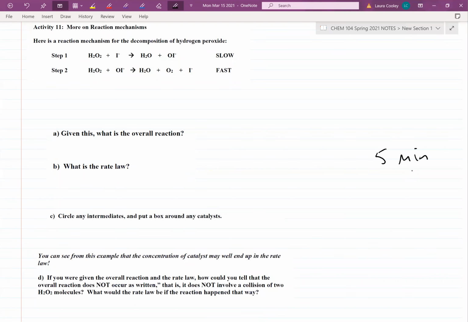So would the OI negative cancel out? Sorry, I didn't quite get that. Would the OI negative cancel out? Yes, it would. So what does that make OI negative? Is it an intermediate or is it a catalyst? Intermediate? Yes.